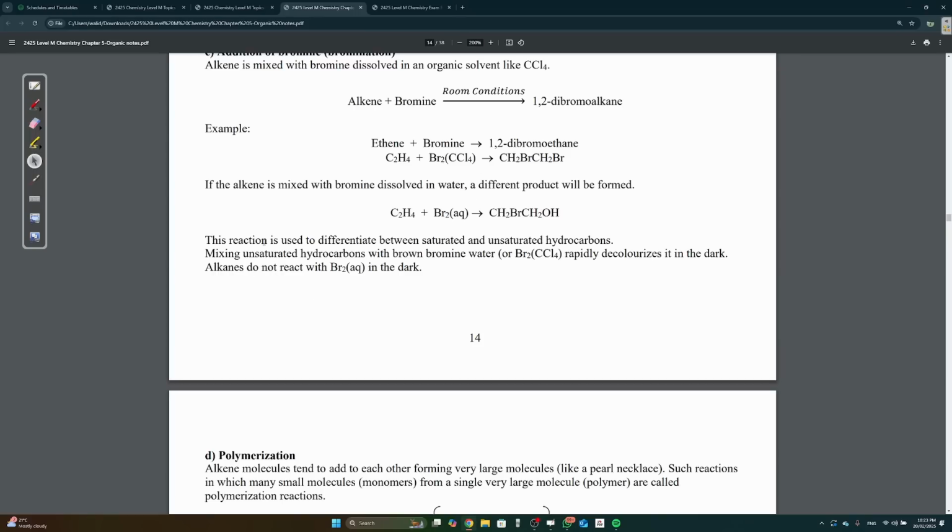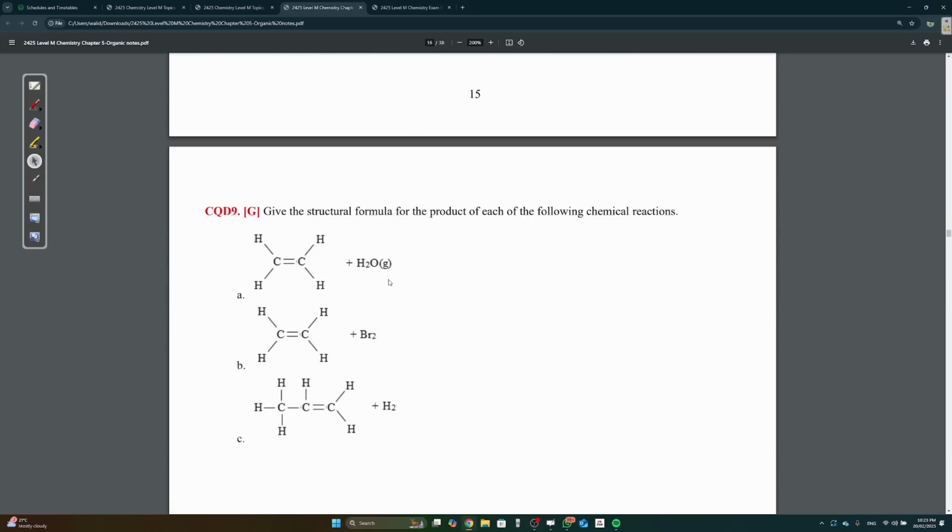So it was actually written here in an explanation. This reaction, the bromination of an alkene, is used to differentiate between saturated and unsaturated hydrocarbons, basically between alkanes and alkenes. How? Because mixing alkenes, unsaturated hydrocarbons, with bromine water rapidly decolorizes in the dark. However, an alkane doesn't react in the dark.